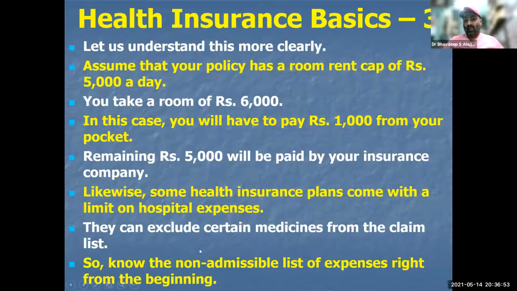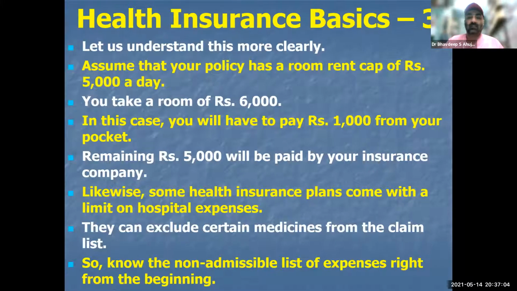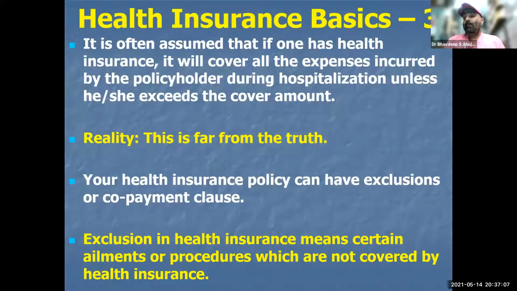So know the non-admissible list of expenses right from the beginning. Certain medicines can also be excluded from the list, but everything would be mentioned in the policy document. The only thing is, it is written in fine print and we don't read it. It is often assumed, and many times it comes by mail, it is not sent in physical form sometimes. So we hardly open our mail. Mail is one thing which is again like WhatsApp. Usually in today's times, we are not suffering from lack of information. We're actually suffering from an overwhelming amount of information, an information overload. Ask yourself how many unread messages are there in your current WhatsApp.